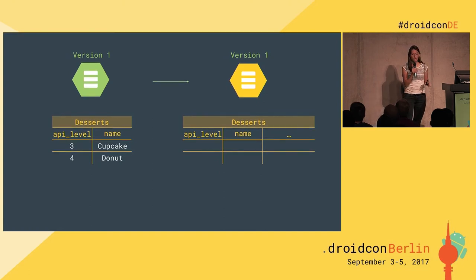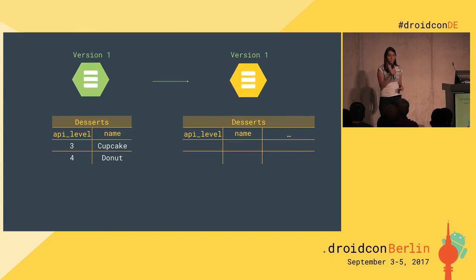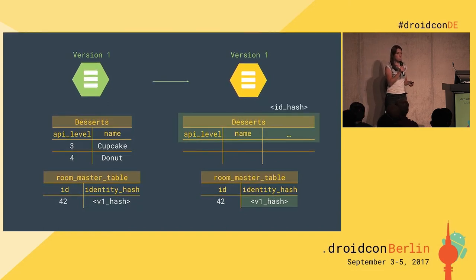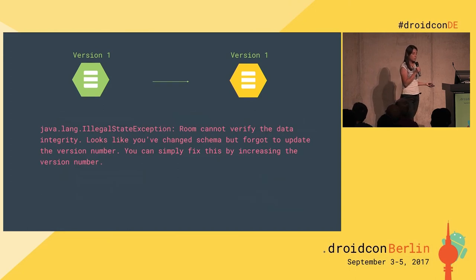Let's take a scenario where you're changing the schema. For example, you're changing your entities, but you forget to update the version number of your database. In this case, Room will check, hey, what's the version hash of this database? And it will see that it's version 1, but that's not corresponding to how the table looks. It's not the same as the identity hash that Room computes for those entities. And you will get an exception. More precisely, you get an IllegalStateException because you didn't change the version number.